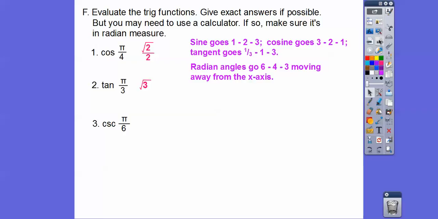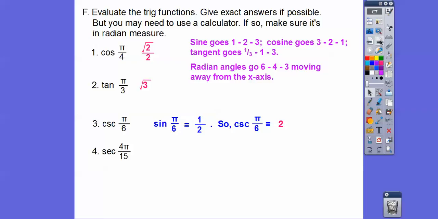Okay, the cosecant of pi over 6. Pi over 6 is a special angle, and cosecant is the reciprocal of sine. So we have to find the sine of pi over 6 first, and then take the reciprocal of that. The reciprocal of 1/2 is 2.